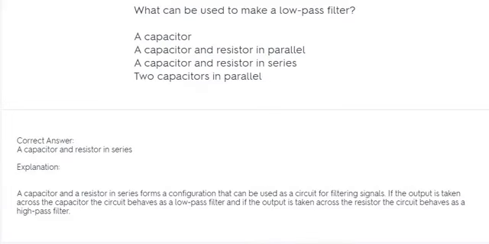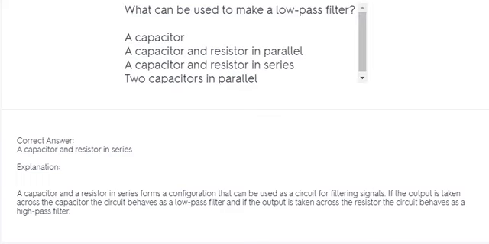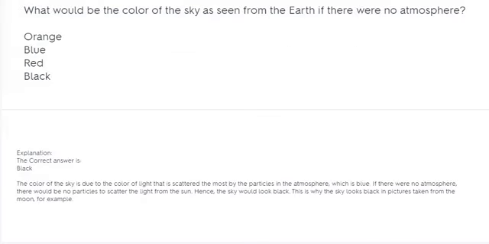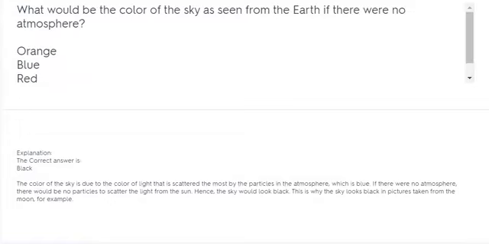What can be used to make a low-pass filter? A capacitor and resistor in parallel. A capacitor and resistor in series. 2 capacitors in parallel. What would be the color of the sky as seen from the Earth if there were no atmosphere? Orange, blue, red, black.